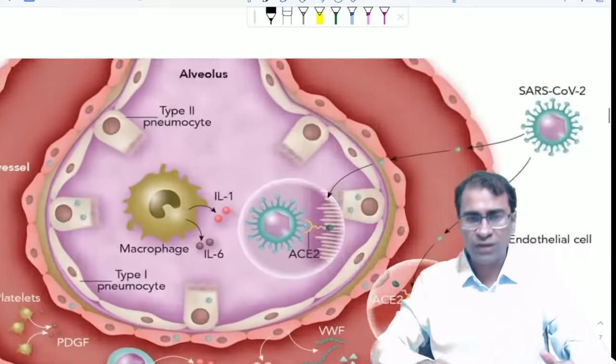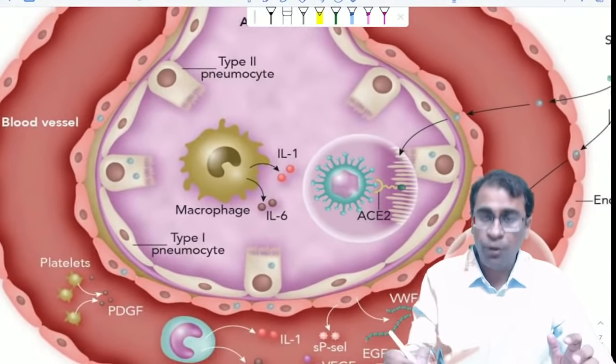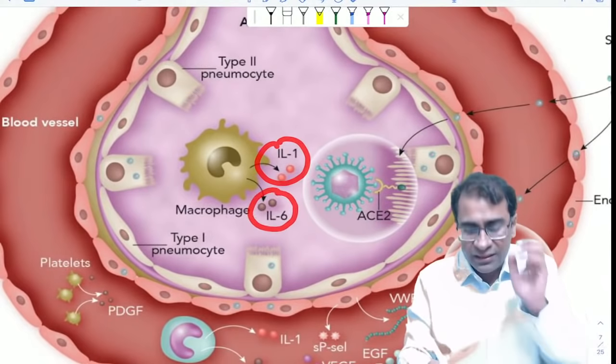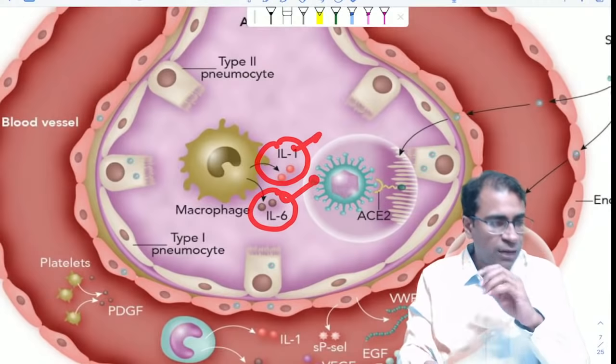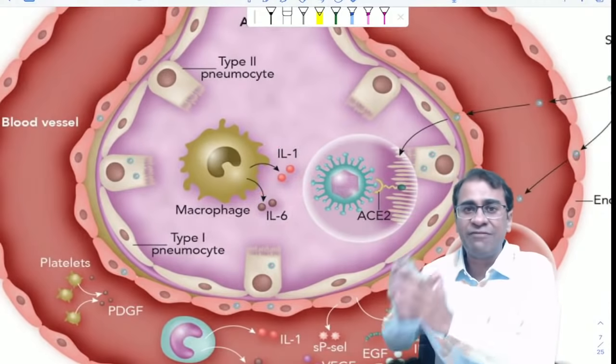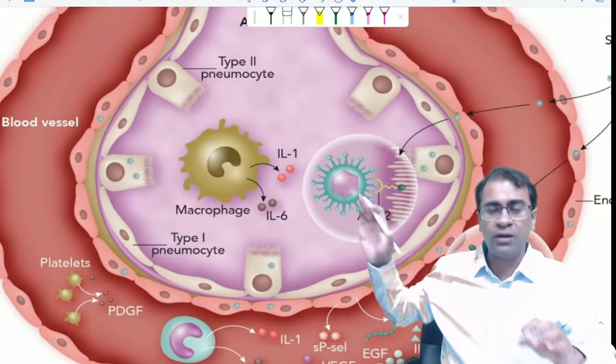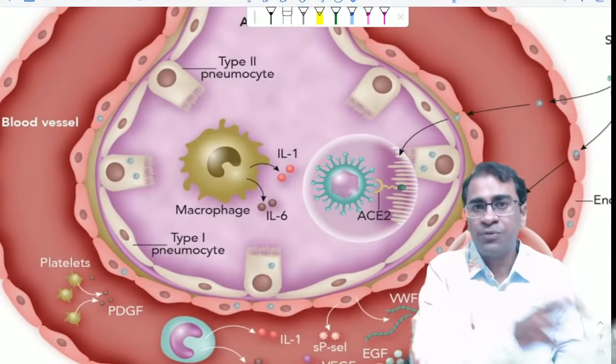The various markers that are released here are very, very important. And what are those? They release IL-1 and IL-6. These IL-1 and IL-6 are very important markers because they activate the B cells. The B cells are activated in this phenomenon to release the antibodies against the viral infection.